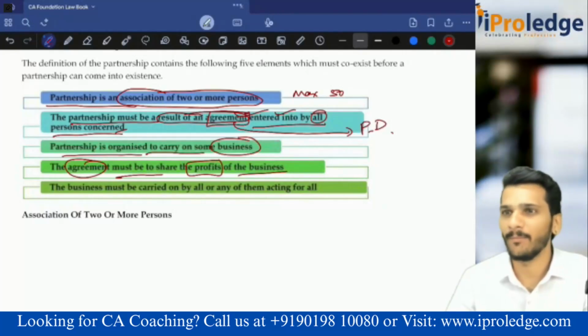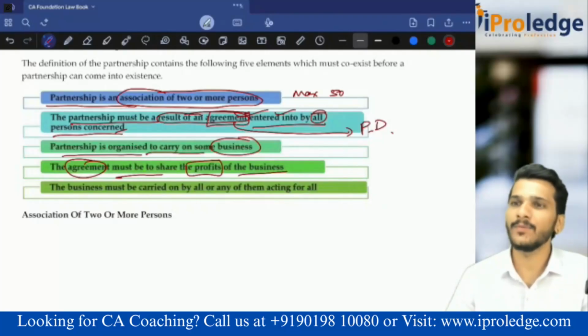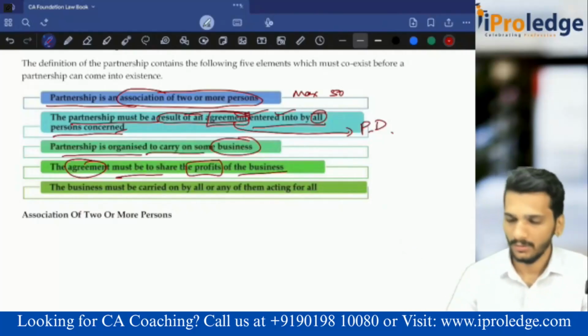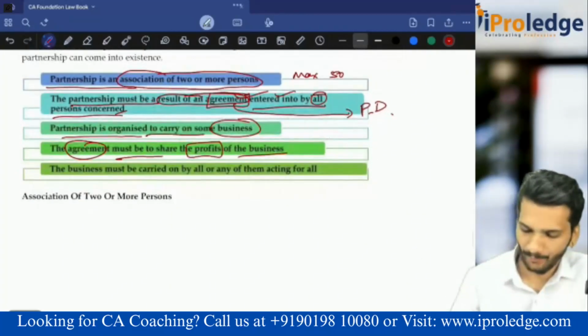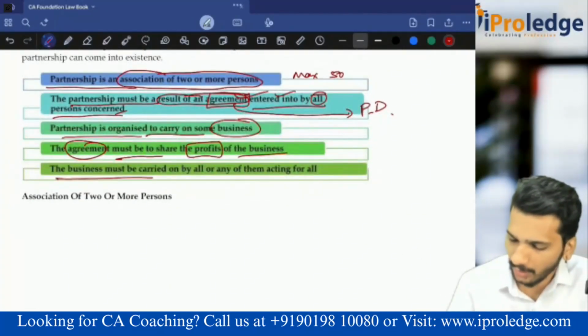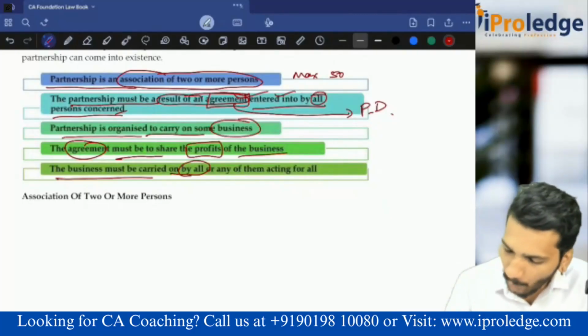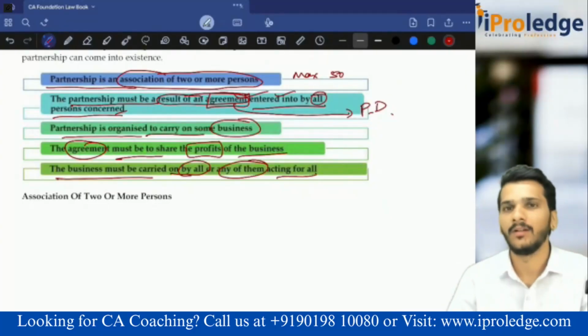No, it is up to them. Either a single person can bear the losses or all the persons can bear the losses, but at least they should share the profits. I'm not telling equal sharing. There should be some sharing. 1%, 98%, that is okay. There is no dispute regarding that. And the business must be carried on either by all the people who have signed the partnership deed or by any one of them acting for all.